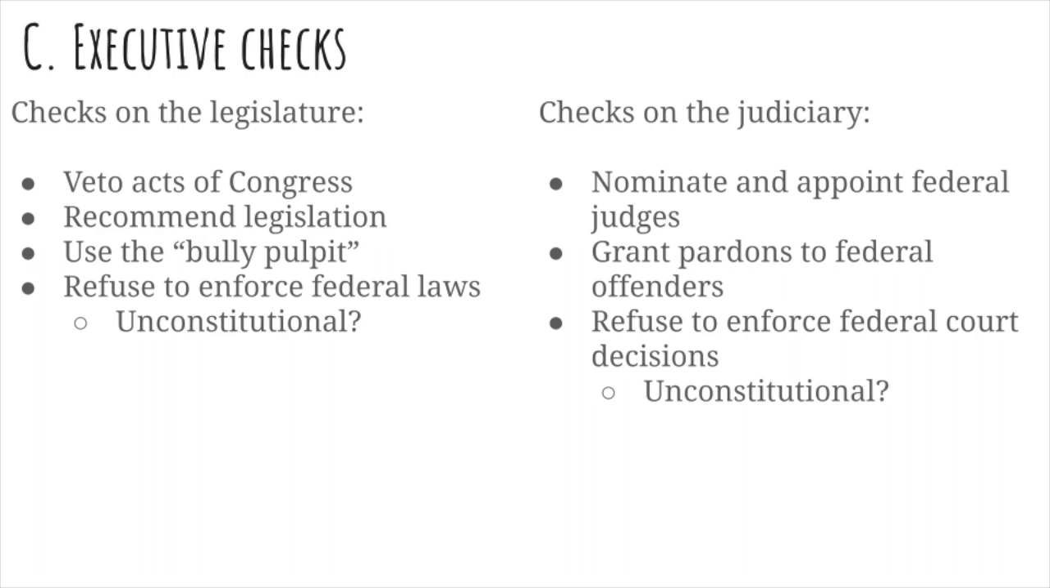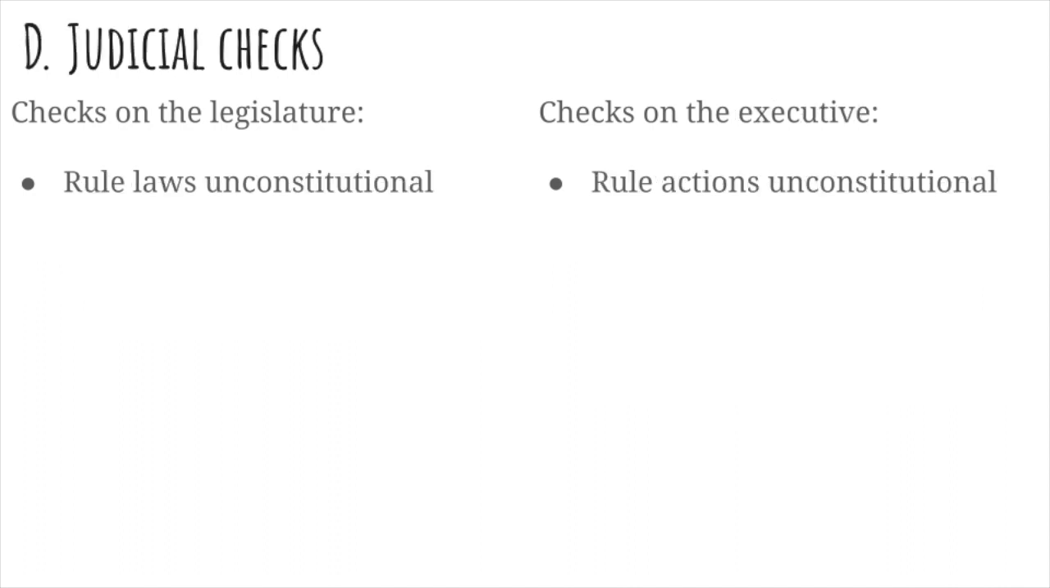In addition, the executive branch can refuse to enforce federal law. That's possibly unconstitutional, but technically a check that the executive would have on the legislature. In terms of the judiciary, the executive branch nominates and appoints federal judges, can grant pardons to federal offenders, not for state crimes but for those committing federal crimes, and can refuse to enforce federal court decisions. Again, that's possibly unconstitutional, but again, a power that it has over the judiciary. The last one is the easiest one. The judicial branch checks the legislature by ruling laws unconstitutional and checks the executive by ruling executive actions unconstitutional.